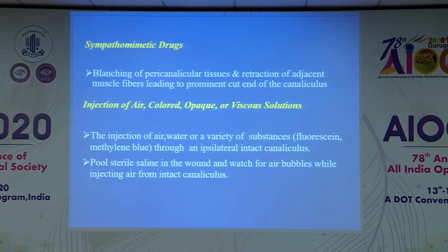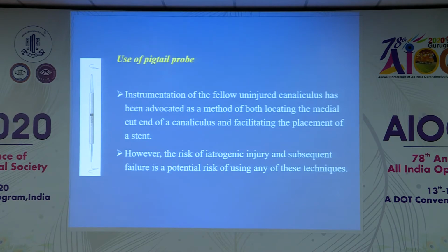You can use a drop of adrenaline for blanching, or you can inject some colored fluid from the upper punctum, or you can inject air, making a pool of saline. You will see the air bubbles coming out through the pool of saline from the torn end. Use of a pigtail probe is also advocated, but instrumentation of the normal uninjured canaliculus is not a very preferred method.